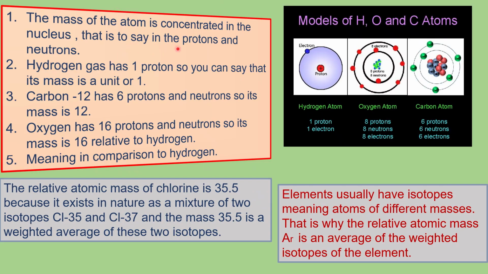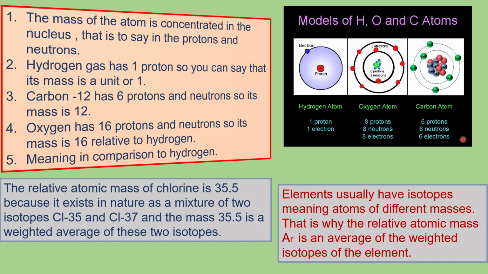Now, let's go to the basics. If you remember, the mass of the atom is concentrated in the nucleus, in the protons and the neutrons. Hydrogen atom has only one proton, and therefore we can say its mass is 1. Oxygen atom has 8 protons and 8 neutrons in the nucleus. We can say its mass is the 8 protons and the 8 neutrons, 16. 16 compared to the hydrogen, which is 1.